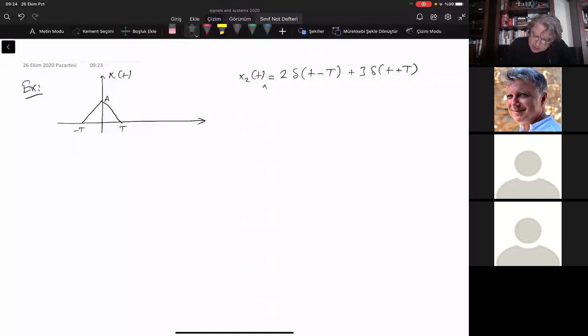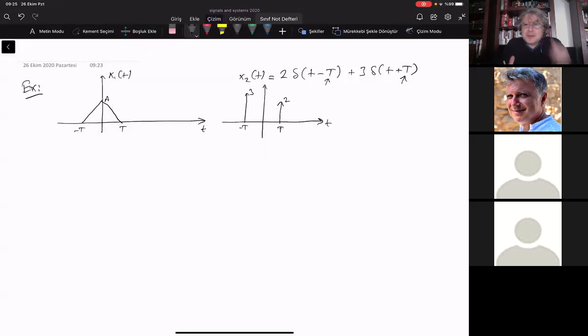What does it look like? It's essentially an impulse with a magnitude of 3 at minus capital T, and at plus capital T, an impulse with magnitude 2. This is what it is. This is x2 of t at the right-hand side. Two impulses. Now, these two impulses are convolving x1 of t.